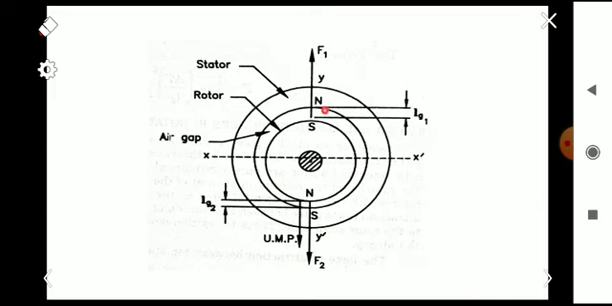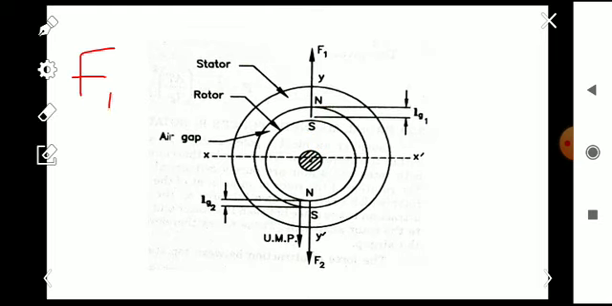Okay, so this eccentricity may be caused by the manufacturing tolerances and the poor quality of machines, and sometimes it may be caused due to the wear of bearings. So the force of attraction between the top stator pole and rotor. This is the top stator pole north, this is the rotor pole south. So the force of attraction we are taking as F1.